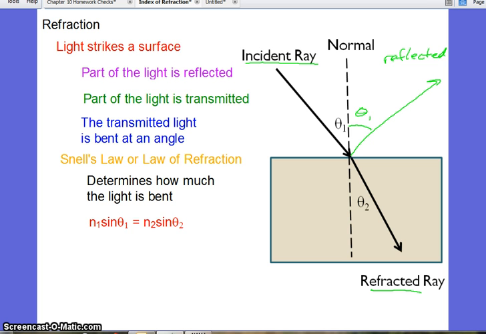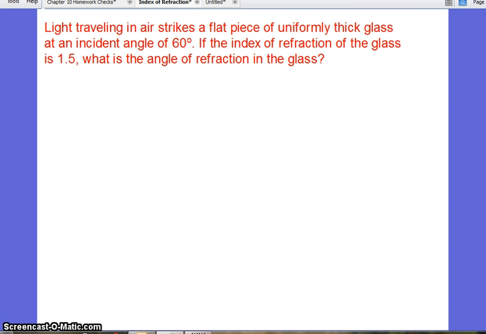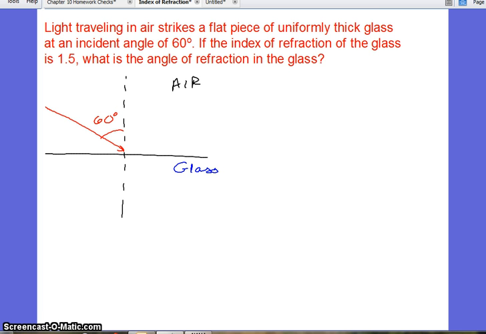Now, an example problem of this: let's say we have light traveling in the air, and it strikes a flat piece of uniformly thick glass at an incident angle of 60 degrees. So we have light coming in, here's the air, and the light's coming in at an angle of 60 degrees, so a pretty steep angle. And when it strikes the glass, we say that the glass has an index of refraction of about 1.5.